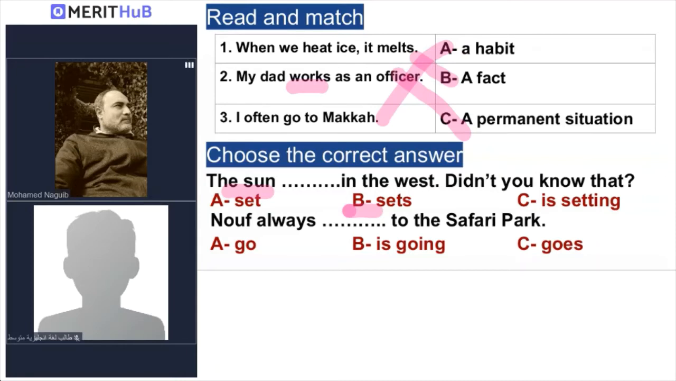Does Noor always choose the safari park or the zoo? What's your opinion? That's your question. You will answer it. Yeah, Noor is the subject. So should the verb have an S or not? What do you think? Yeah, it should have an S. So goes to the safari park.